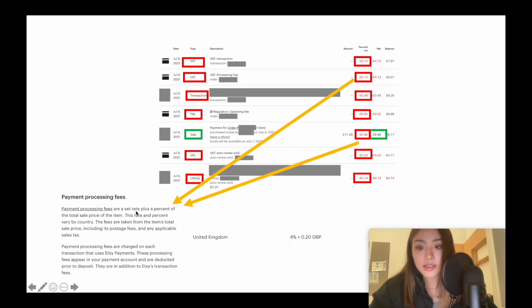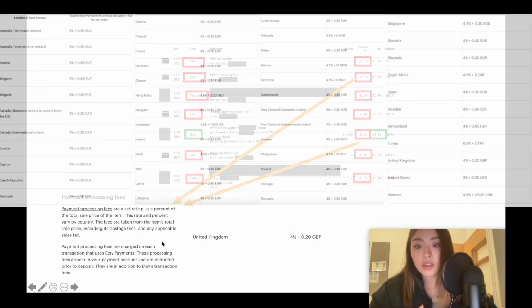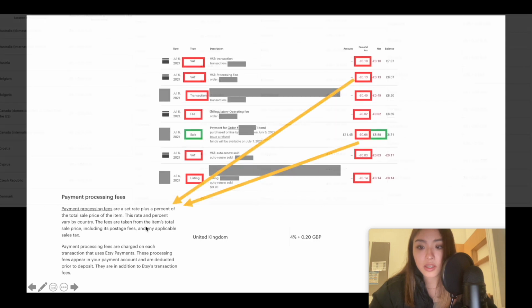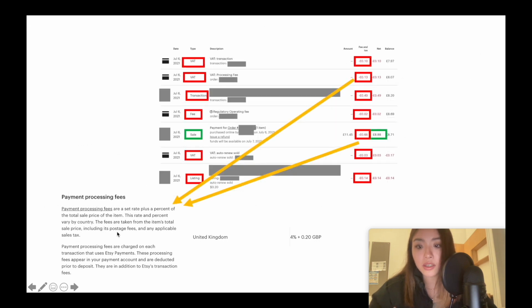So these are a set rate plus a percent of the total sale price of the item. This rate and percent vary by country. In the UK, it's 4% of your listing price plus 20p. I think that's 28 cents as of now. The fees are taken from the item's total sale price, including postage fees and any applicable sales tax.